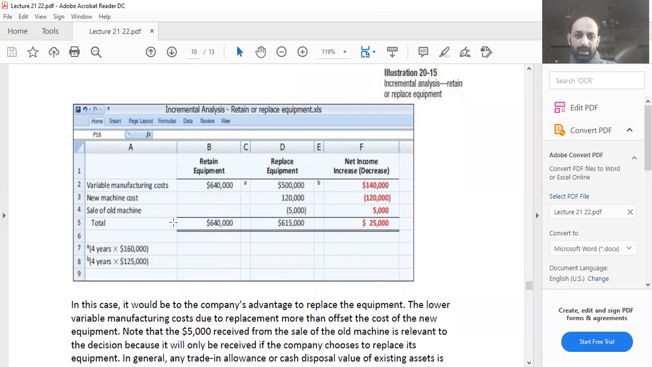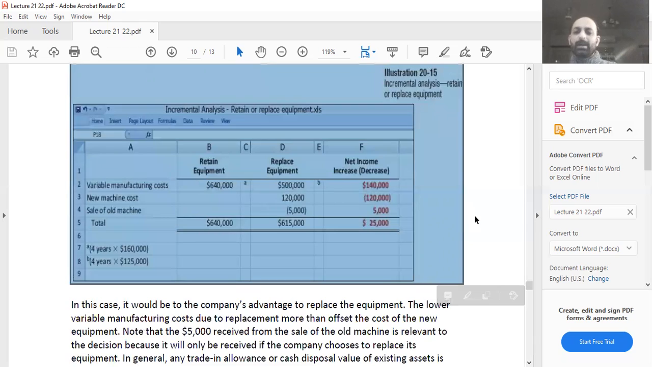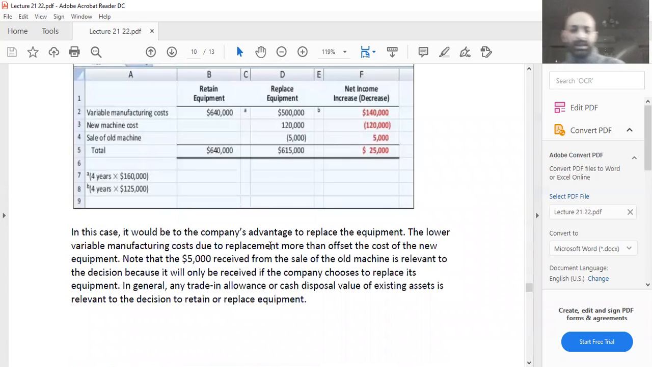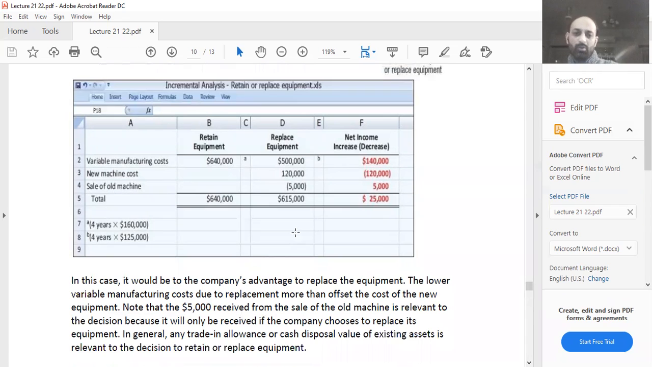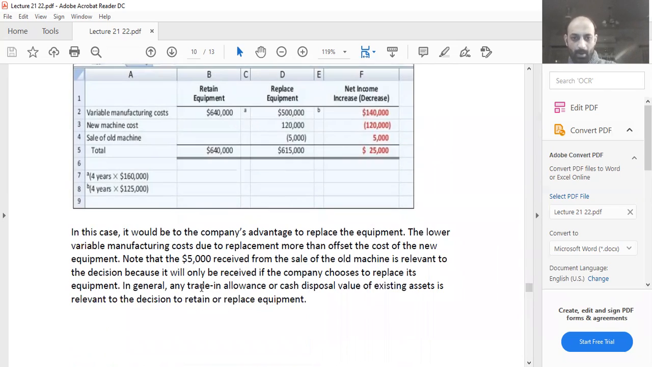So when we put this data into incremental analysis, we see that the net income will be $25,000 if you buy that new machine. In this case, it would be the company's advantage to replace the equipment. The lower variable manufacturing cost due to replacement more than offsets the cost of the new equipment, which we know was $120,000, so it will offset that.